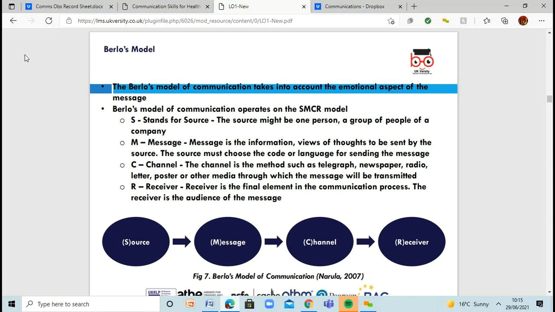So the source is a person or a company or a group of people. The message is the information that they're sending through. The channel is how they're doing it. Are they doing it through newspaper, letter, email, phone? And the receiver is the person who actually receives the message.